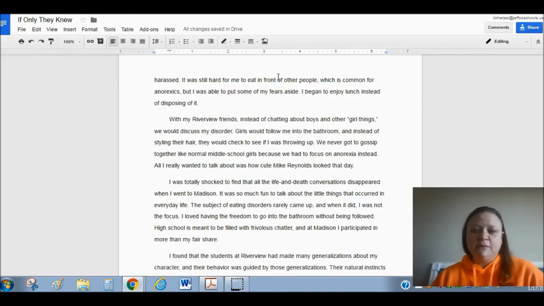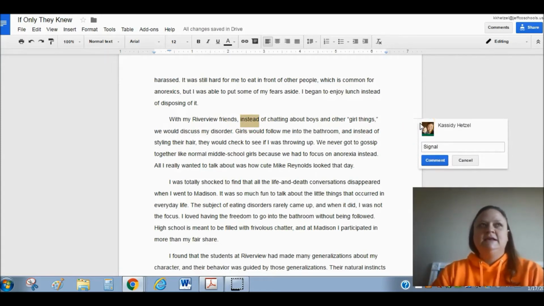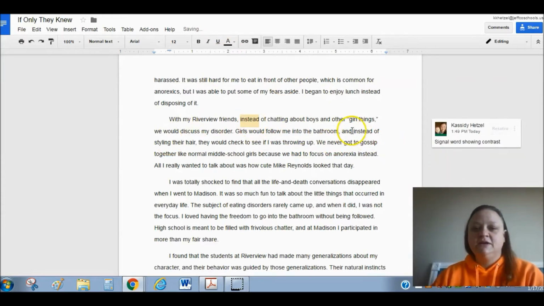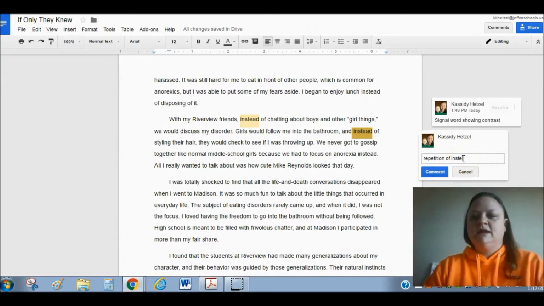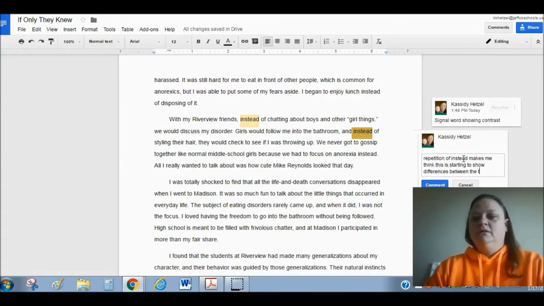Okay, so now when I'm reading this little paragraph, it's a short paragraph, but it's very telling. There's a few words in here that are really reaching out to me as signal words, and that is instead. This seems to me like it's a signal word showing contrast. Okay, so there's that one, and then we've got another instead here, and the repetition of instead again. Repetition of instead really makes me think this is starting to show differences between the two schools.